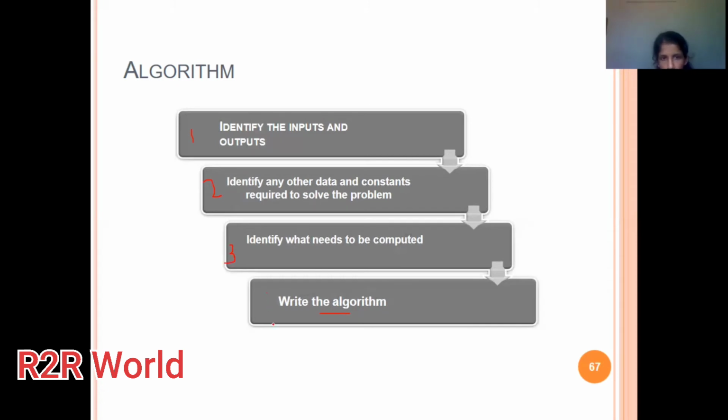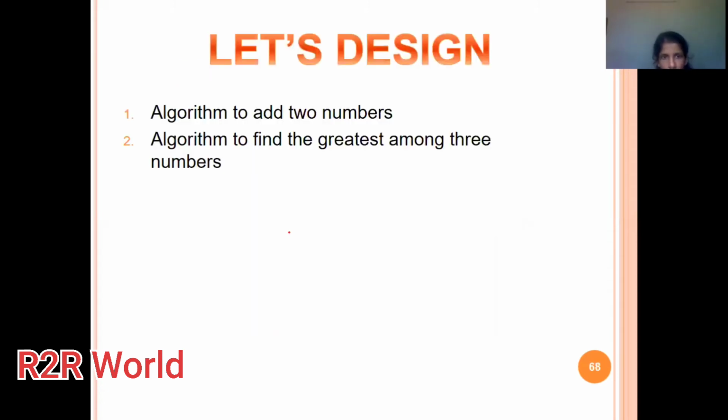So we will see some algorithm designs. First, I'll write an algorithm to add two numbers. We already talked about different control structures: sequential control structures, conditional control structures, and iterative control structures. Out of these three, for addition of two numbers, we need to use the sequential control structure only. No need to use the conditional or iterative control structure.